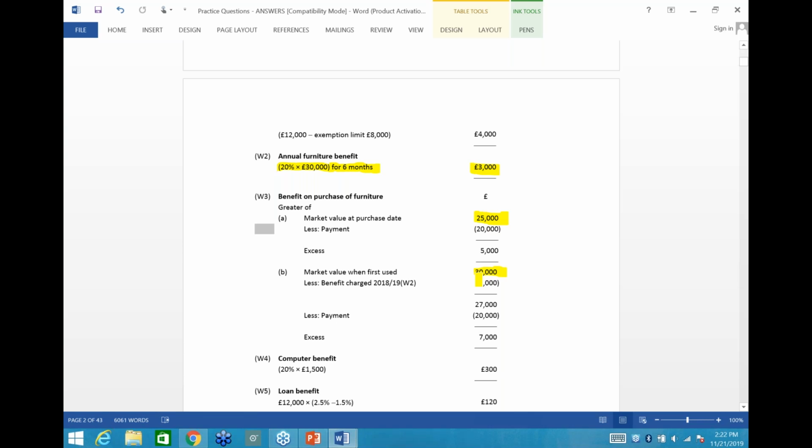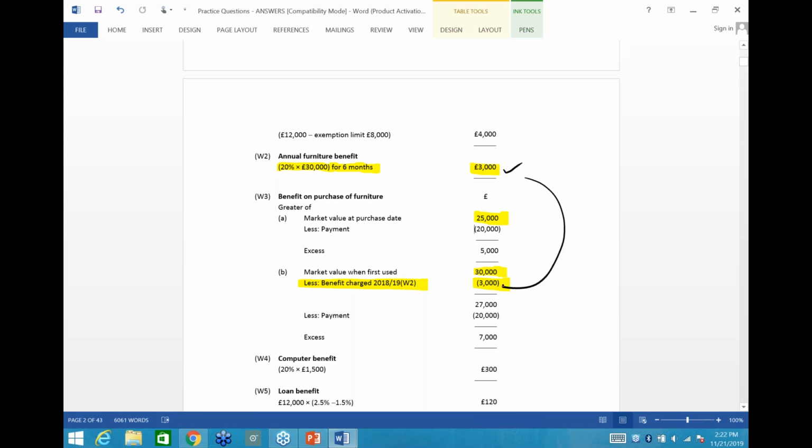Then I used this furniture for a period of 6 months. As a result of that, the value of the furniture reduced by £3,000 during that 6 months period, as we calculated here. So on the 6th of April 2018, my employer paid 30,000 to buy furniture. Then for a period of 6 months, the value was reduced because I used the furniture, and the usage value of the furniture we have already calculated here, that is £3,000. So that £3,000, the same value £3,000, you deduct here.